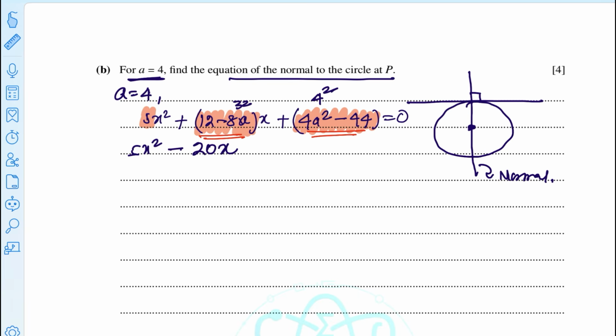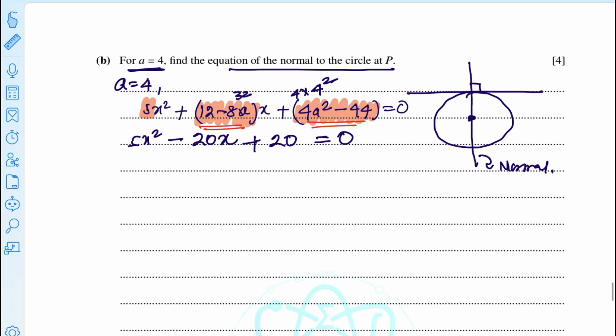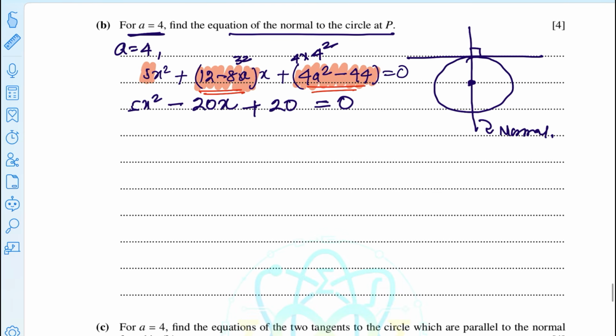And this is 4 squared, 4 times, right? So if you put the value in the calculator, you might be getting 20 as well. Okay, so 20. So 20 equals 0, right? So if you divide by 5 on each side, it will be x squared minus 4x plus 4 equals 0.